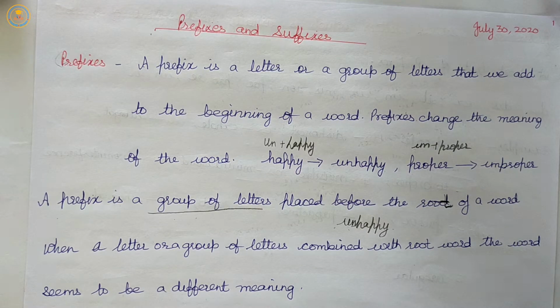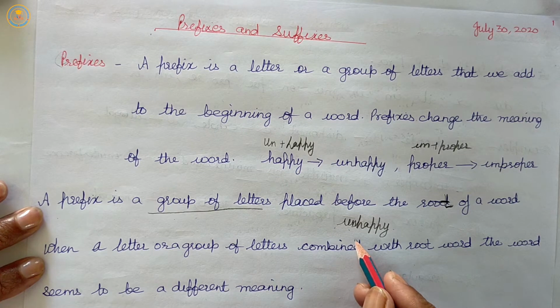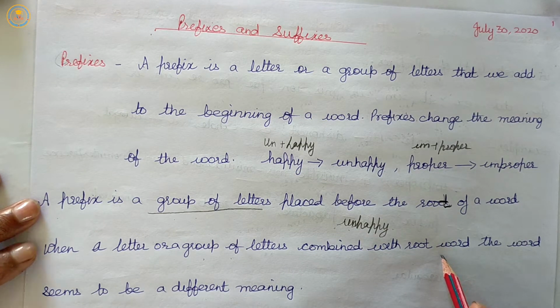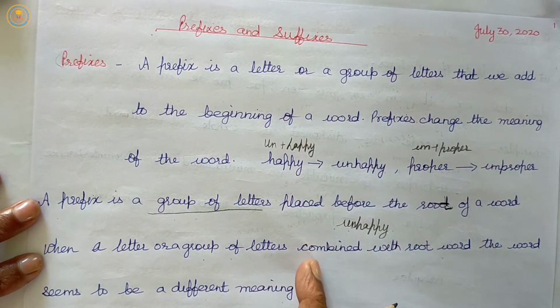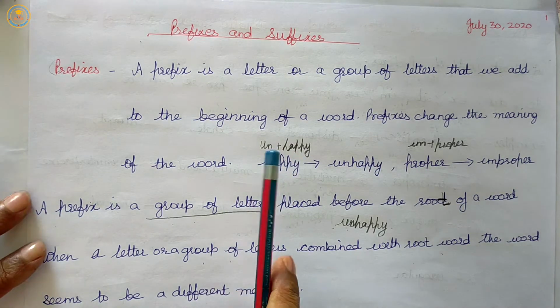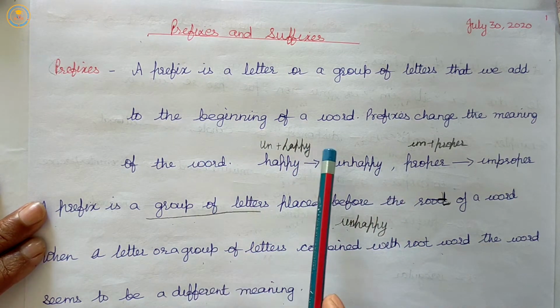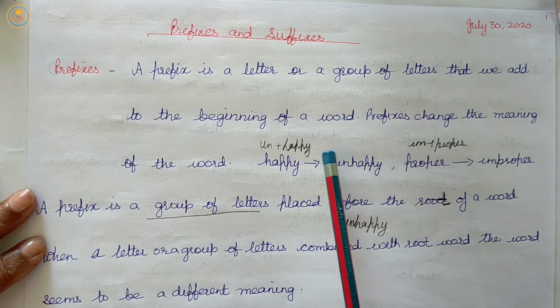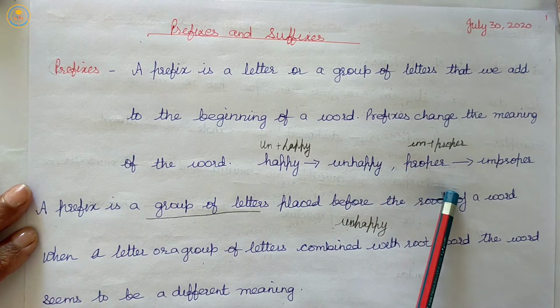Listen carefully. When a group of letters or a single letter is combined with the root word, the word takes on a different meaning, which we have already studied in these lines. So, prefixes are letters that appear at the beginning of a word. Through this we can understand different kinds of words along with their meanings and their opposite meanings also. It will help us to know about the antonyms of the words.